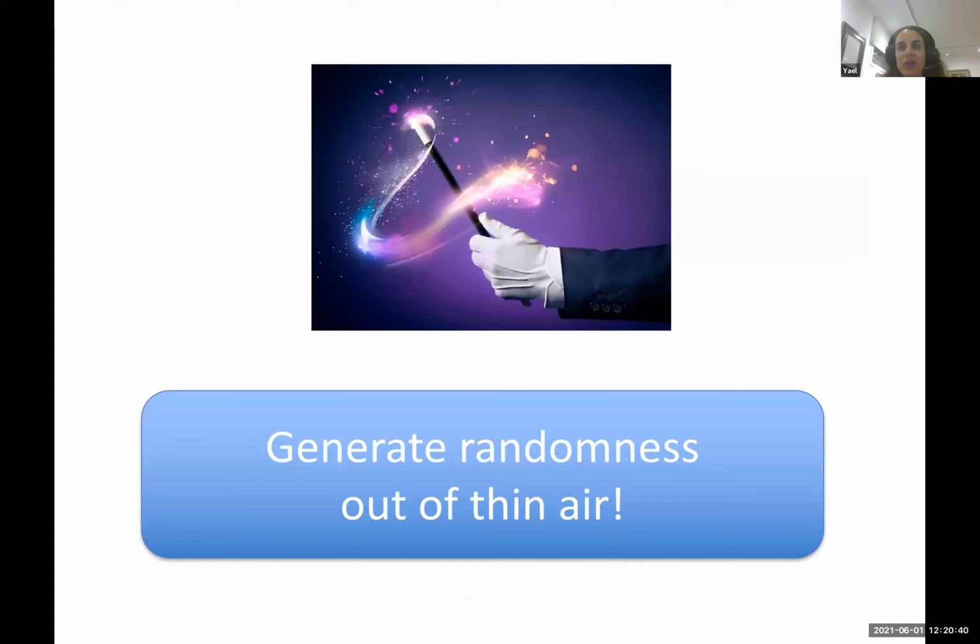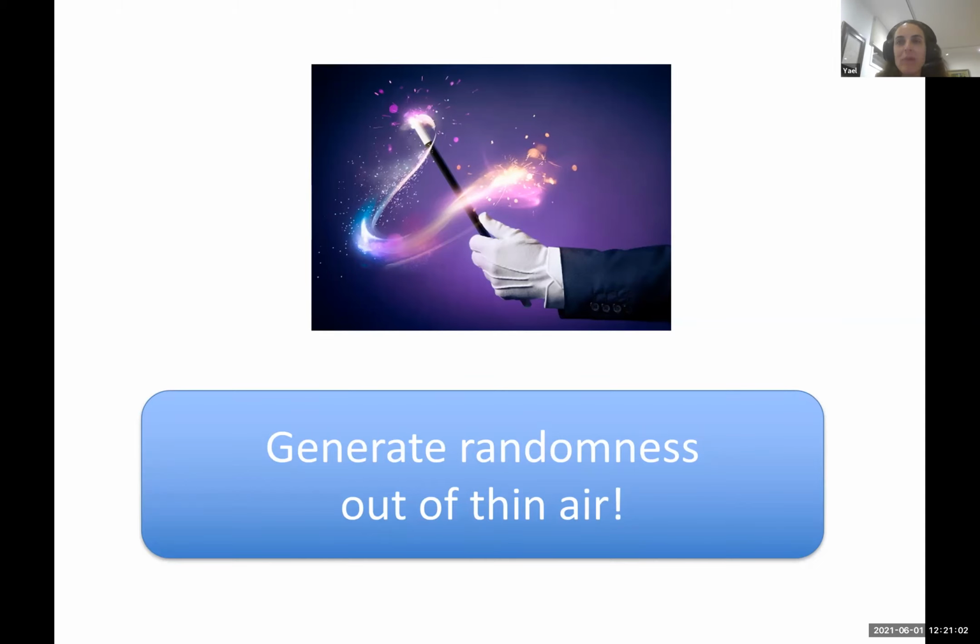So that's where generating randomness comes in. I'm going to show you how to get many-time secure encryption. I'm going to overcome this negative result, and the way I'm going to do it is by generating randomness out of thin air. I'm going to show you how to generate randomness out of thin air. That's what I'm going to do next.